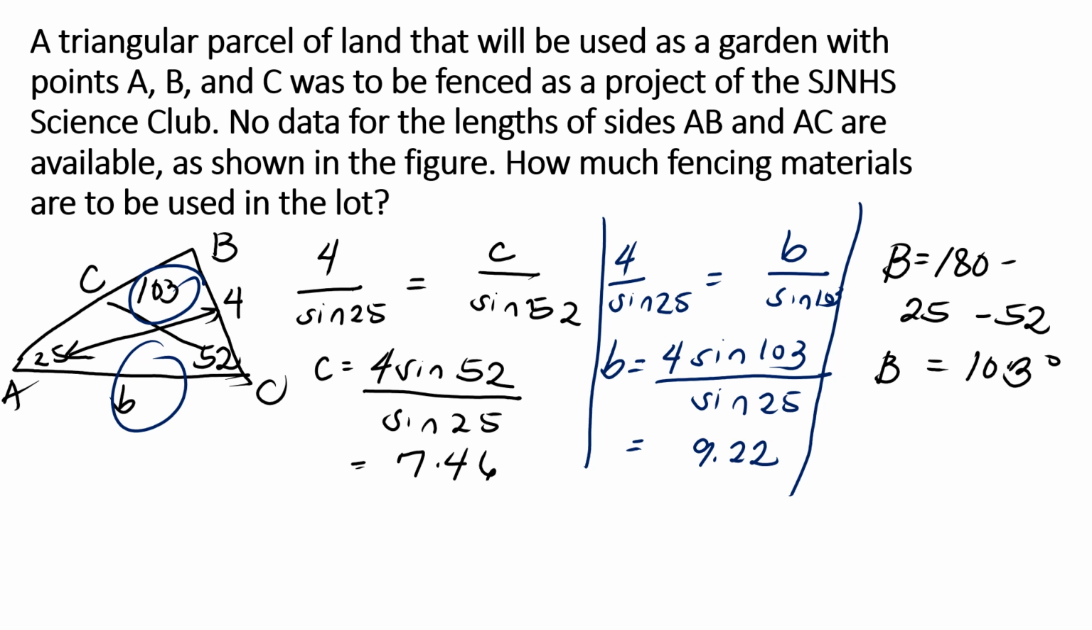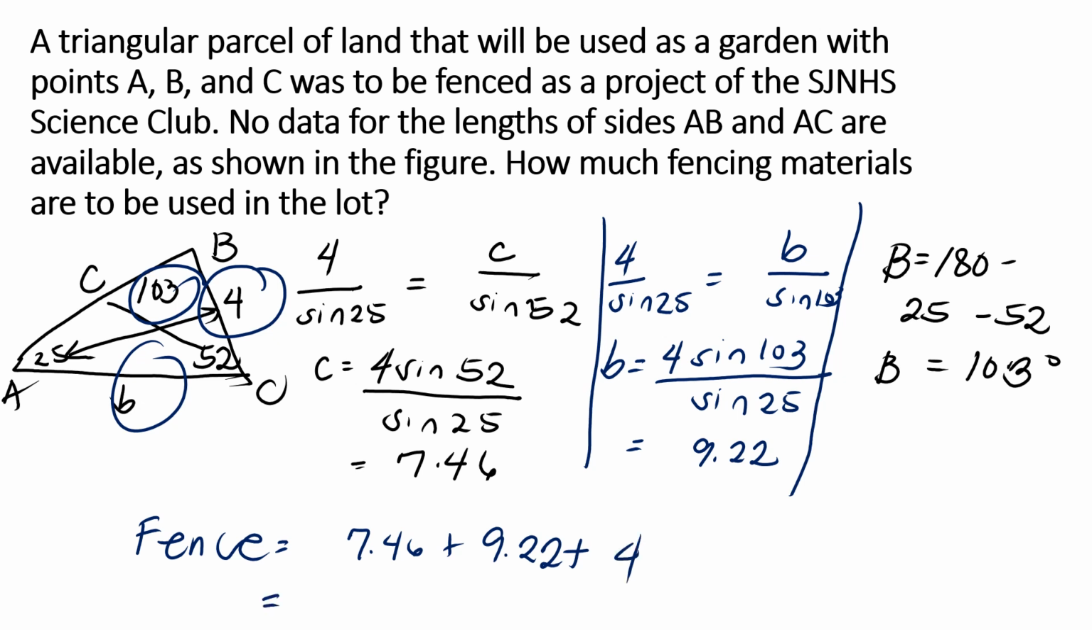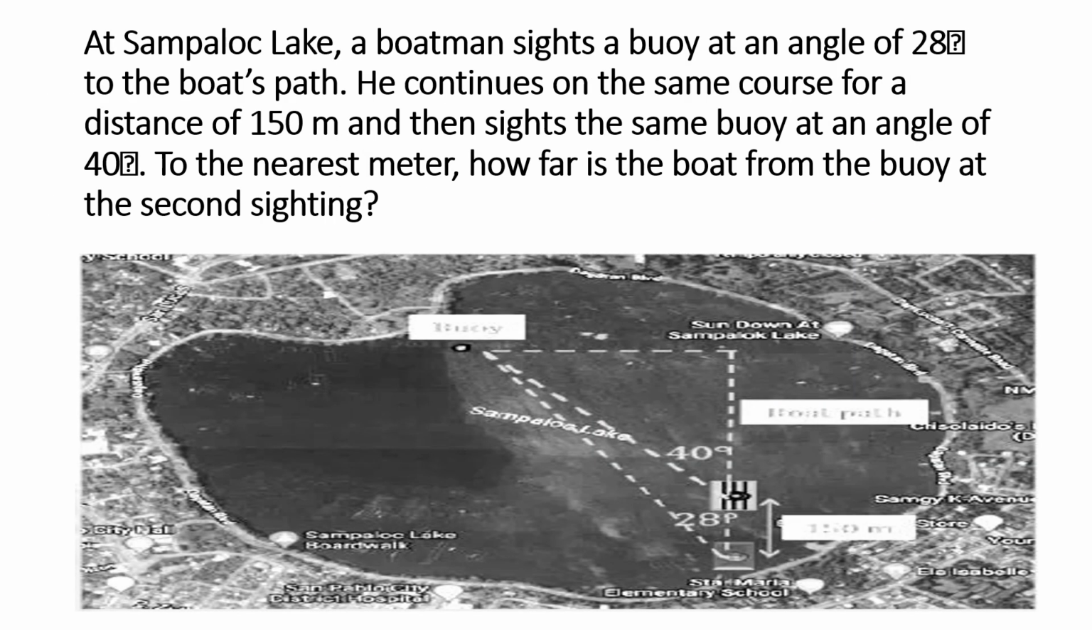So we're going to find the amount of fencing materials. To find the fencing materials, you just have to add all. So that is 7.46 plus 9.22 plus your other side, which is 4. So all in all, that is 20.68 meters.